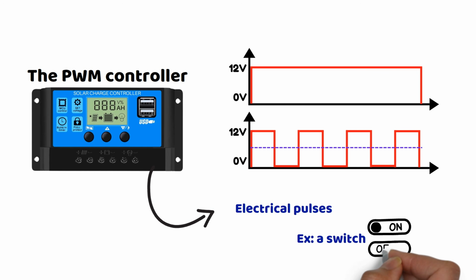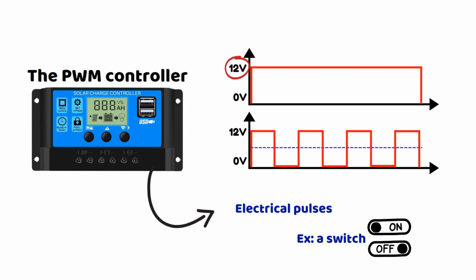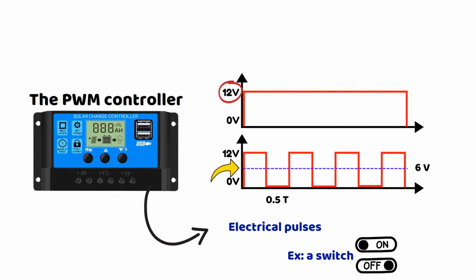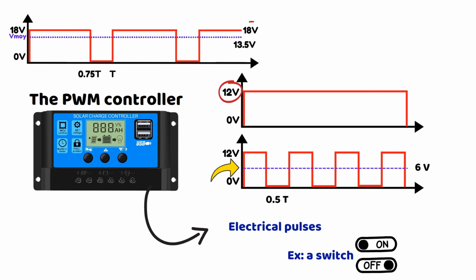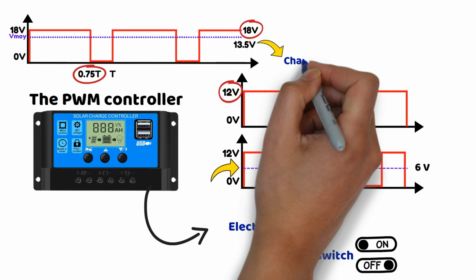For example, here the average voltage is 12 volts. To reduce the voltage, we act on the duty cycle. At 50%, the average voltage becomes 6 volts. Another example, if we have a solar panel of 18 volts, a duty cycle of 75% will allow for a charging voltage of 13.5 volts for the battery. We will see later on, but with this type of device, we cannot control the current.